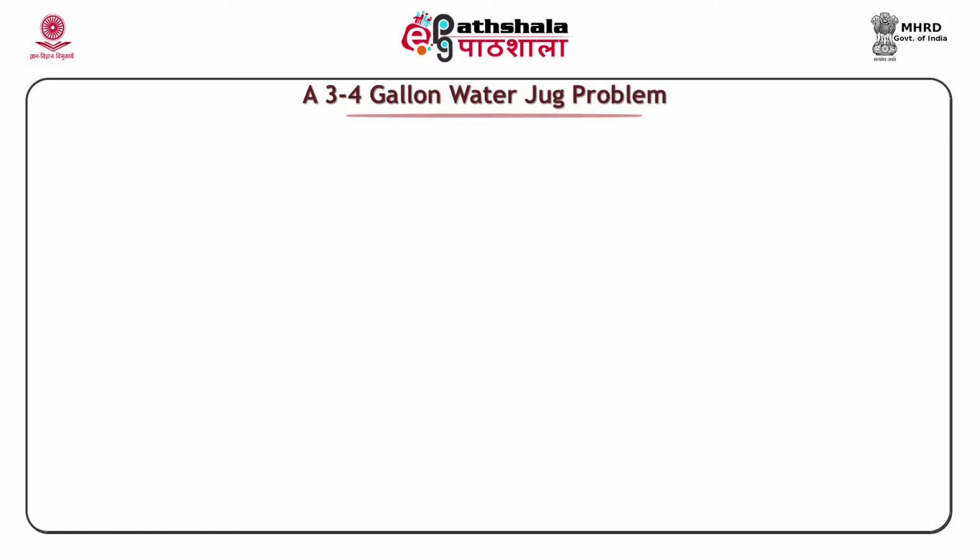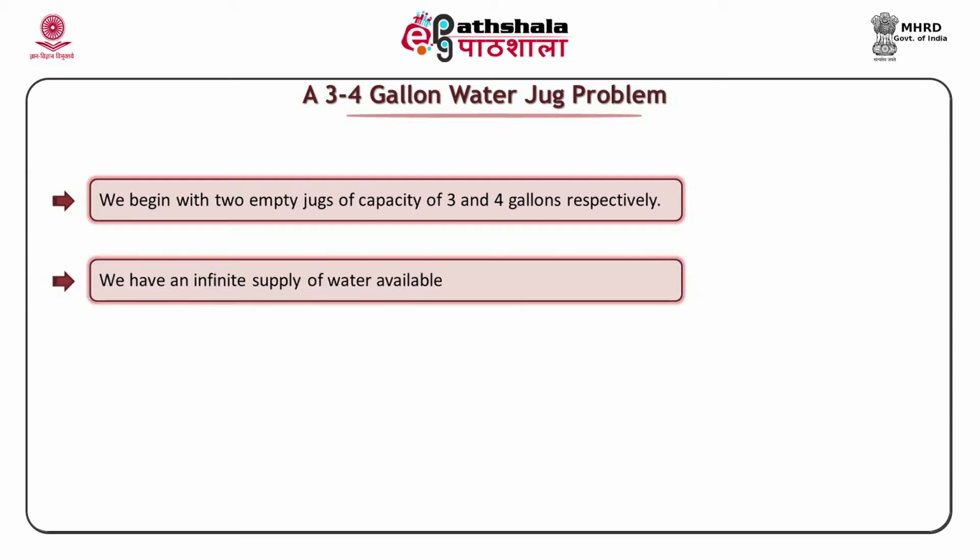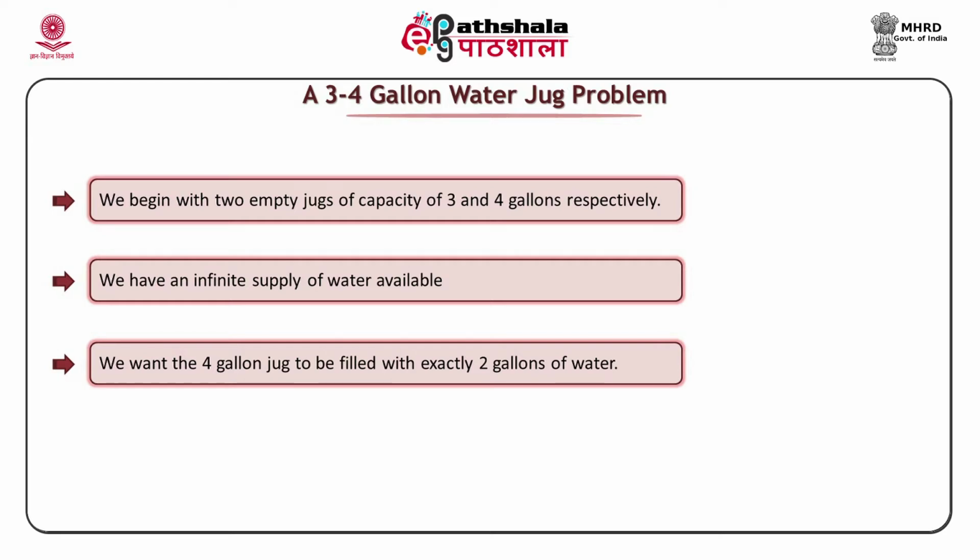We are going to pick up a very simple problem called the 3-4 gallon water jug problem. This is also described in a book called Elaine Rich. So, we have two jugs. One is a 3-gallon water jug, the other one is a 4-gallon water jug, and we have an ample supply of water. What we want is 2 gallons of water in the 4-gallon water jug. We do not have any other measuring device and would like to have exactly 2 gallons of water in the 4-gallon water jug. How can I have it?